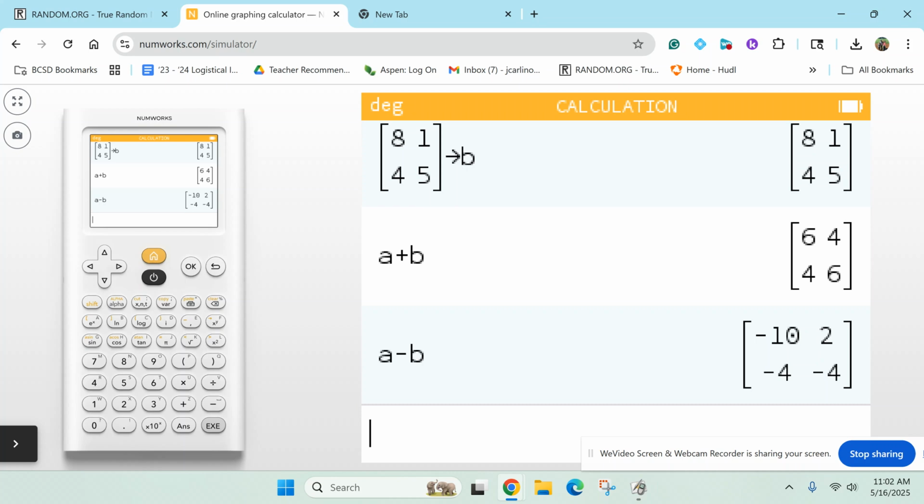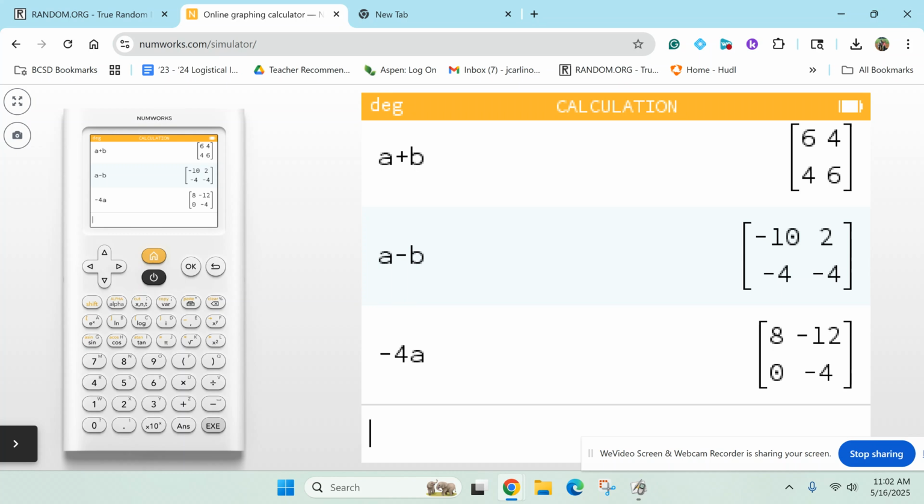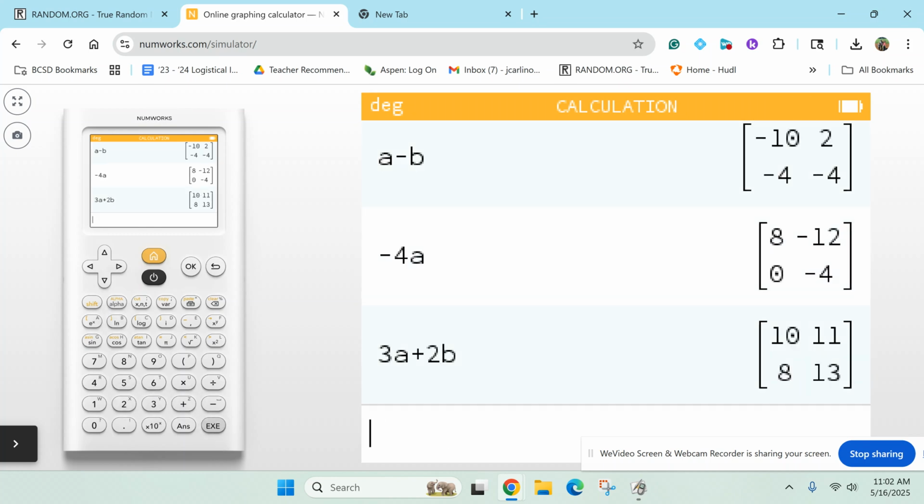Go ahead, A minus B. And then you could just type in -4 alpha A for part C. It'll multiply everything by -4 for you. And then you can do 3A plus 2B without even having to worry about anything. 3A plus 2B, pop that up.